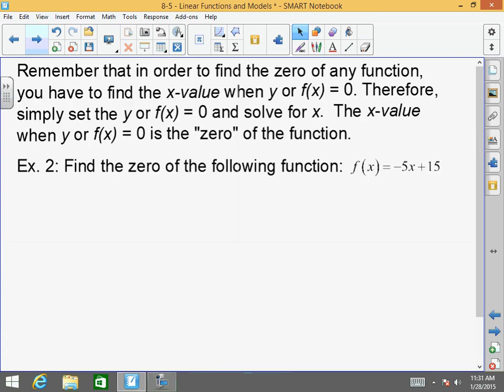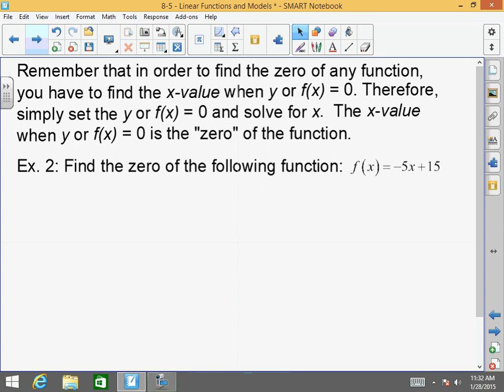Okay, remember that in order to find the 0 of any function, let alone a linear function, any function, you have to find the x value when y or f of x is set equal to 0. Therefore, simply set y or f of x equal to 0 and solve for the x. The x value when y or f of x equals 0 is the 0 of the function.